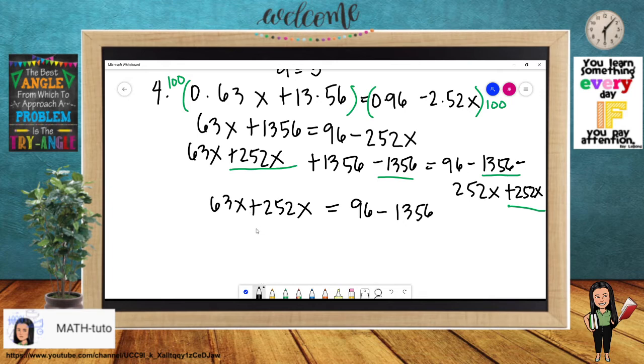Sige, simplify na natin. This is 315x equal to negative 1,260. We divide both sides by 315 or multiply by 1 over 315. Positive, kasi positive to. X is 4. So, exact siya, no? O nga, kasi 300 times 4 is 1,260. So, exact. Negative pala, negative. Kasi negative. Our answer is negative 4.